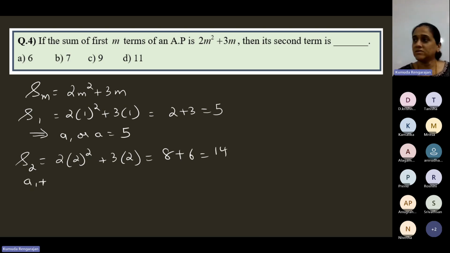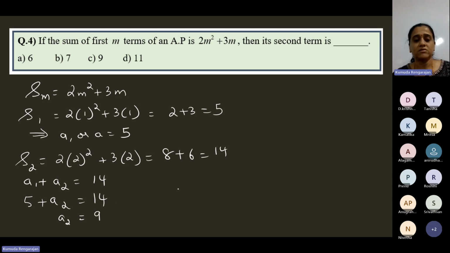What is S2? S2 is the sum of the first two terms, the first term plus the second term. That is 14. S2 is nothing but the sum to the first two terms of the AP, which is A1 plus A2. A1 plus A2 is 14. But A1 is 5. 5 plus A2 is equal to 14. So A2 is equal to 14 minus 5, which is 9. So option C.